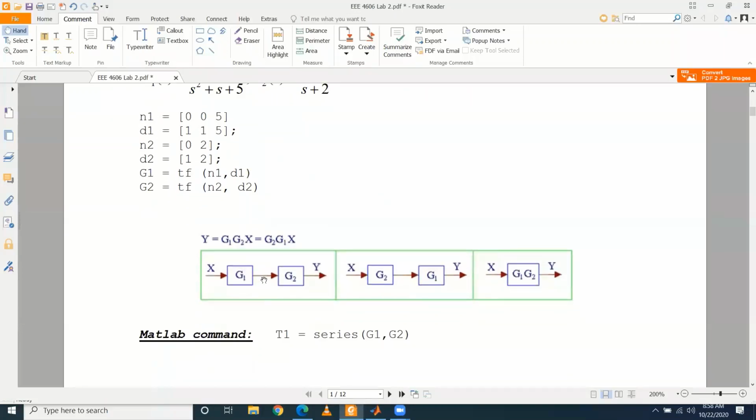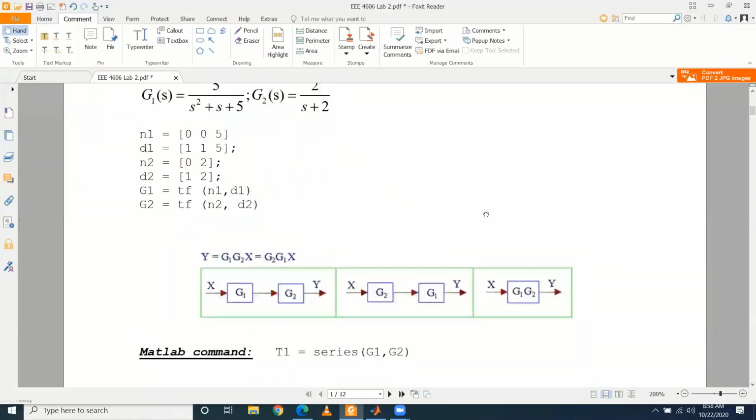It's very easy to see. From the first block, the signal that you get is X multiplied by G1, right? Then X multiplied by G1 enters this block where it gets multiplied by G2. So basically Y is what? X multiplied by G1 multiplied by G2. So in that case, the overall transfer function of the system becomes G1 multiplied by G2, right?